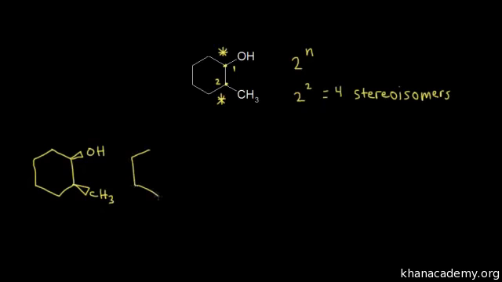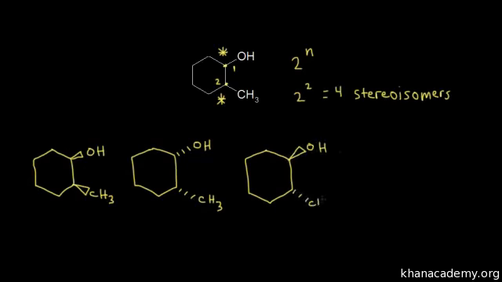Second stereoisomer, we're going to have both of those groups going away from us. So the OH group is going away from us, and the methyl group is going away from us. And in my third stereoisomer, I'm going to have the OH coming out at me, and the methyl group going away from me in space. And for my last stereoisomer, I'll have the OH going away from me, and the methyl group coming up at me in space. So these are your 4 different combinations that are possible for that dot structure.